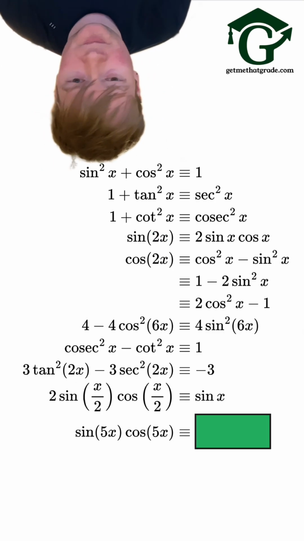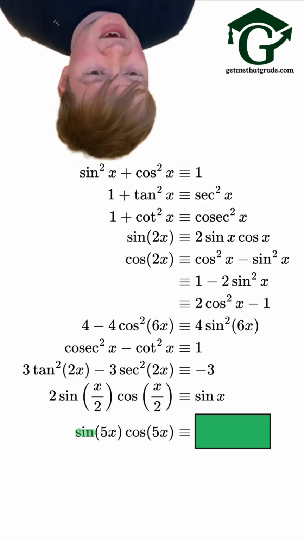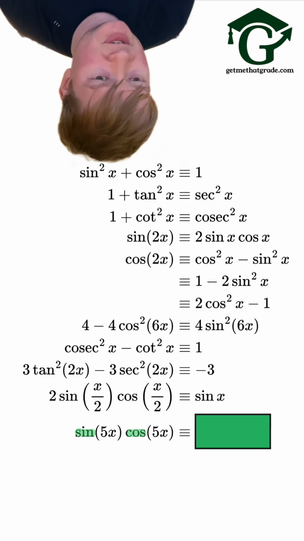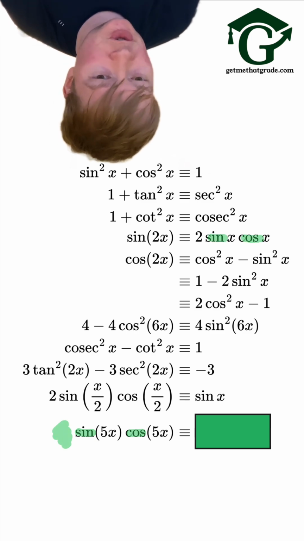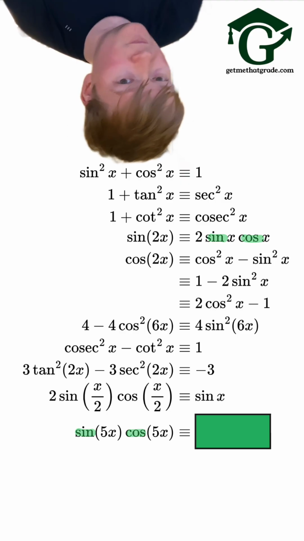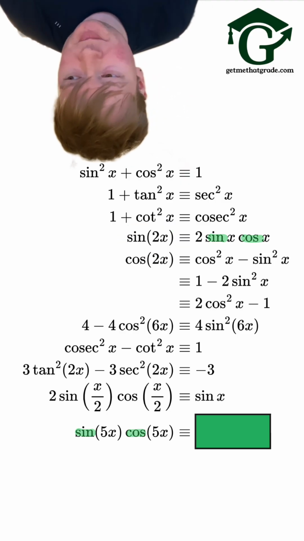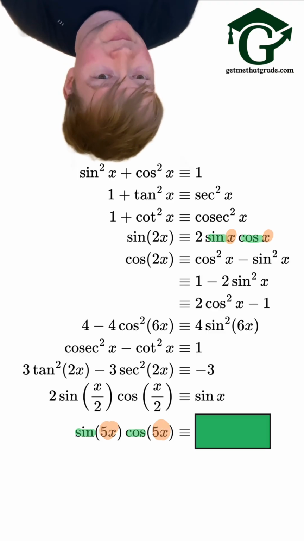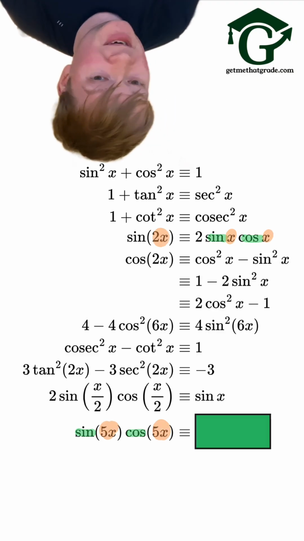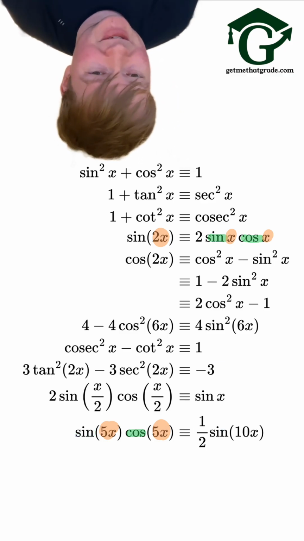And the last one. What about this? What does that remind you of? Well, we've got a sine multiplied by a cos. Can you see? We've got that here. But we've got a bit of a problem. We're missing a 2. So it's only going to be half of this. Half of what? Think about what's playing the role of x. Playing the role of x here is 5x. So double that would be 10x. So we've got a half of sine 10x.